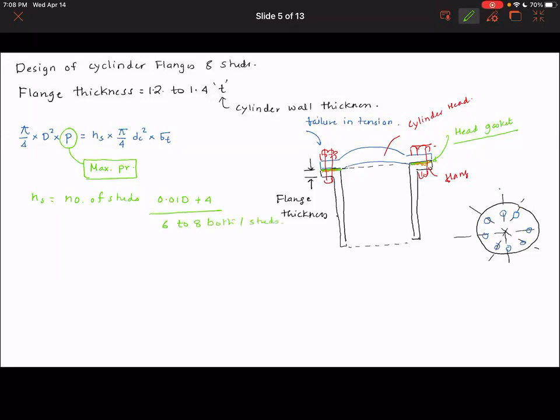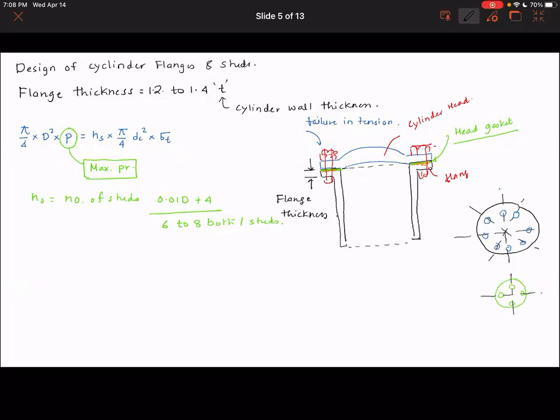And why do we have 6 to 8? Because there is a reason for that. If you think about it, if I just have 4 bolts, 1, 2, 3, and 4, and the power generated by that engine is very small, in other words, the pressure inside the engine is not very large, then probably 4 bolts would be sufficient.